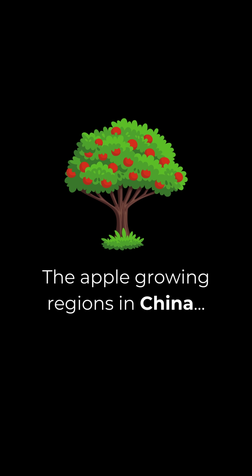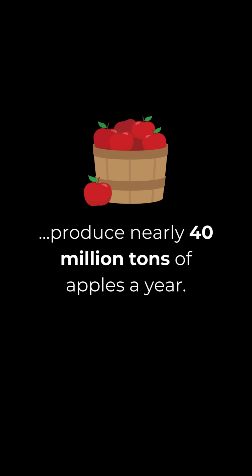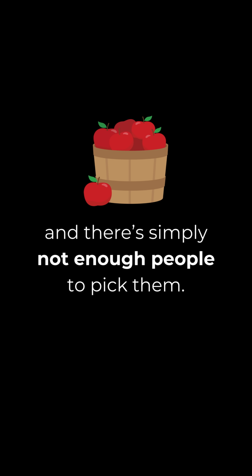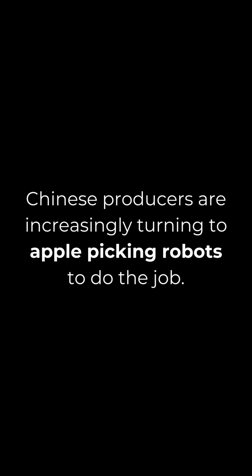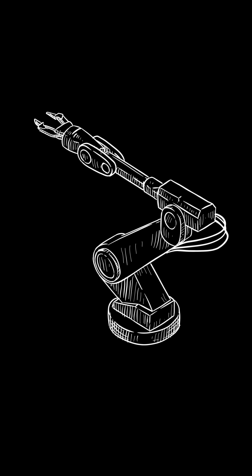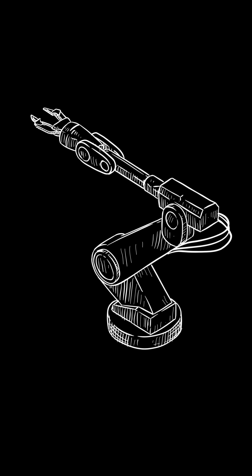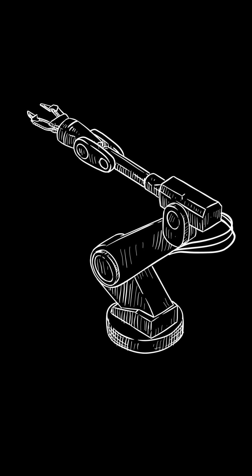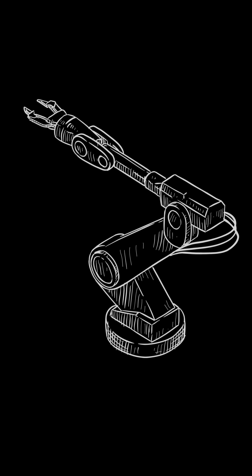The apple growing regions in China produce nearly 40 million tons of apples a year, and there's simply not enough people to pick them. So Chinese producers are increasingly turning to apple picking robots to do the job. Often a single arm on a platform with an effector attached that can grab apples, twist them off the branch, and pluck them into the basket.